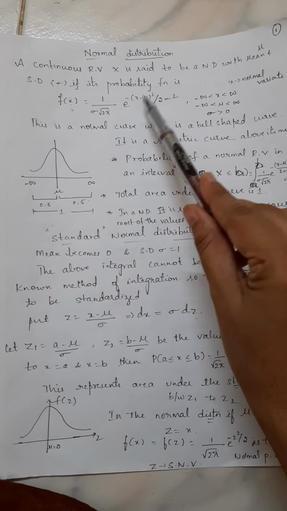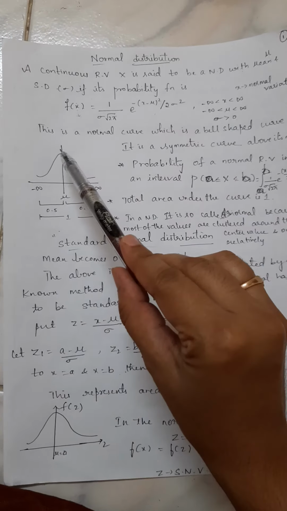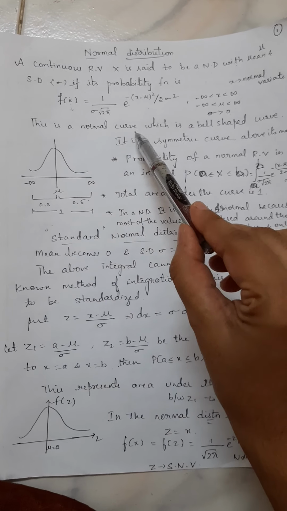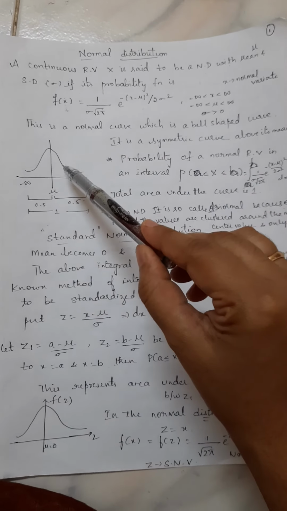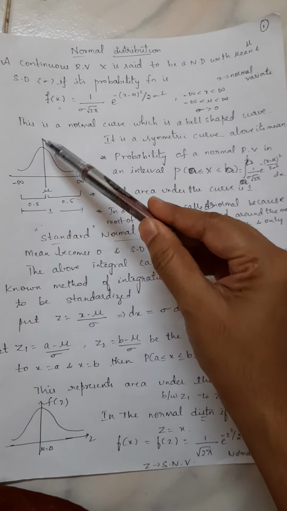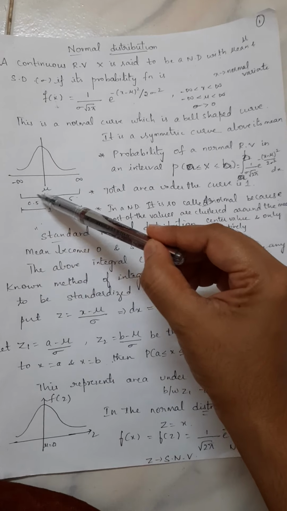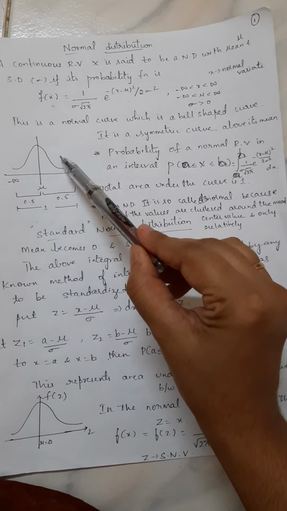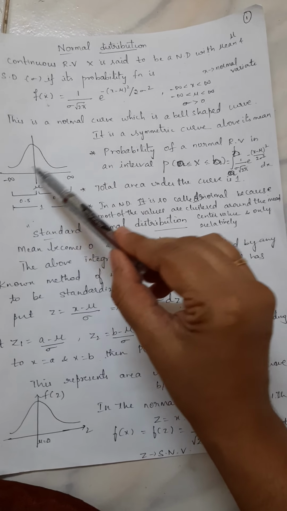Here x is called the normal variate, and this is a normal curve, which is a bell shaped curve, and it is a symmetric curve about its mean. This is the bell shaped curve and this is mu, and it is symmetrical about the mean.